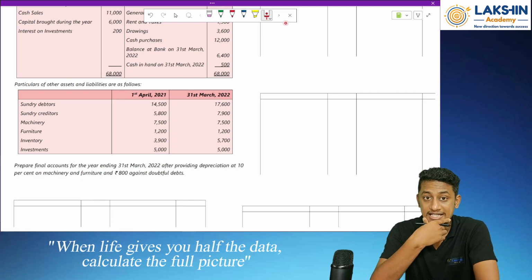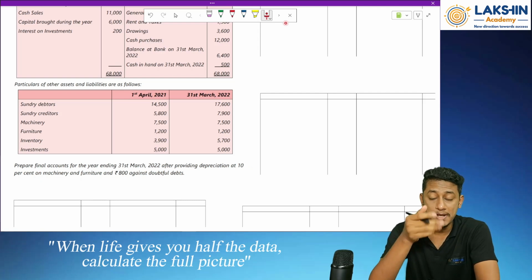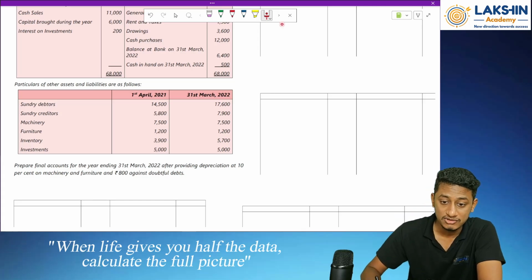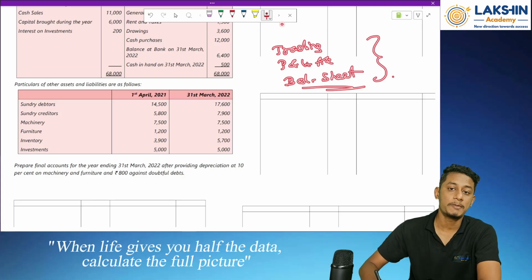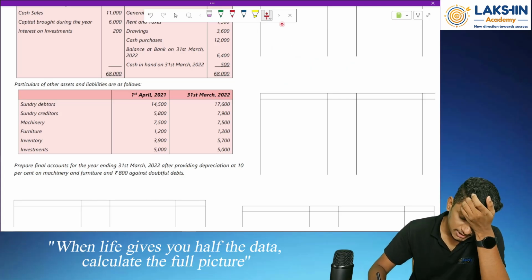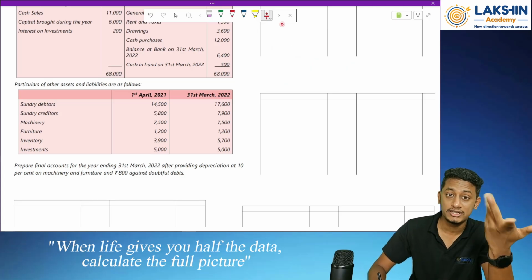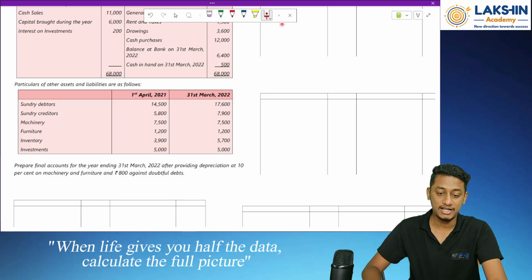So using these details, what should we do? We should prepare the final accounts. Now, what do final accounts include? We have the trading account, then the P&L account, and at the end of the day the balance sheet. So these many things we need to prepare. But for preparing these, we need some details. Without those details, we cannot go ahead. Let us see.